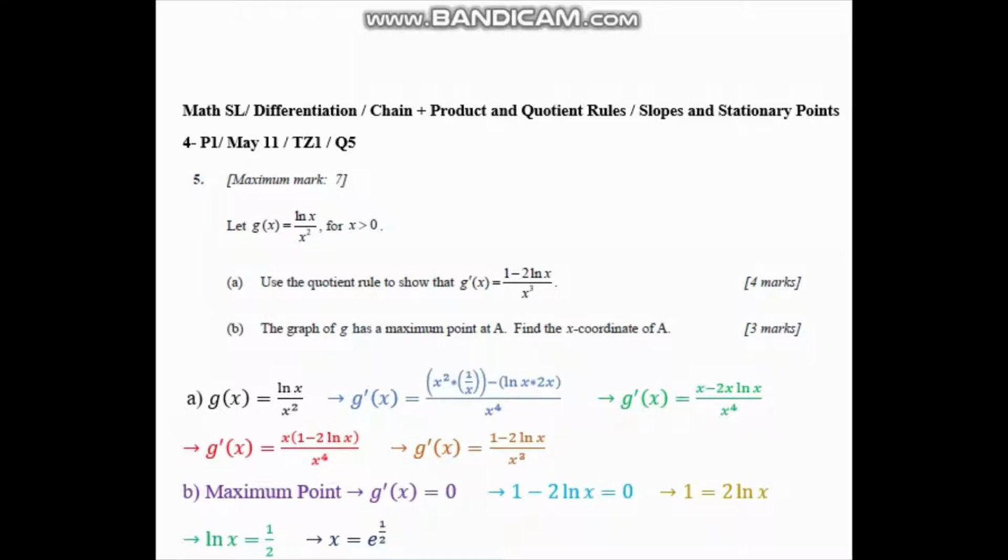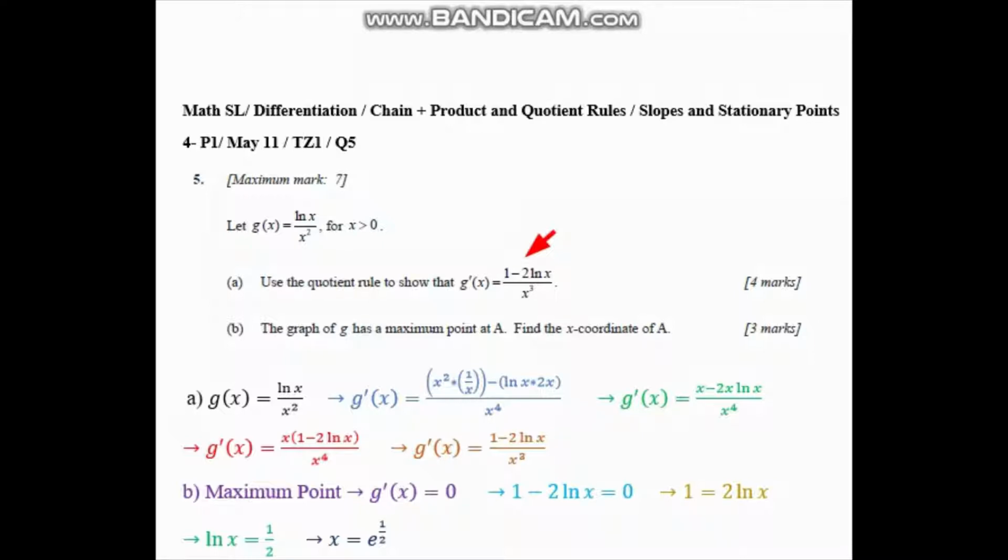For question A, you are required to use the quotient rule to show the following derivative. This has been done in detail in a previous video, a very similar question to this one, where we had to use the quotient rule to find the derivative expression. So I'm going to go over this very quickly.